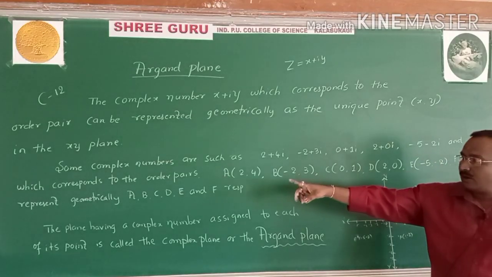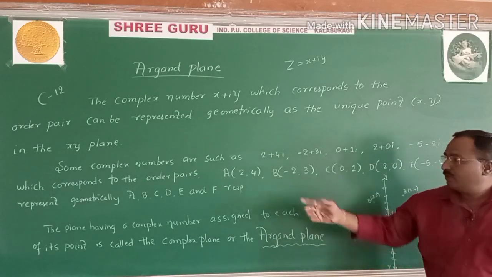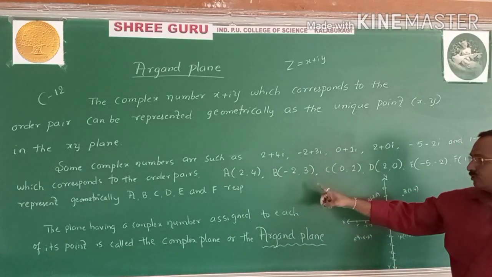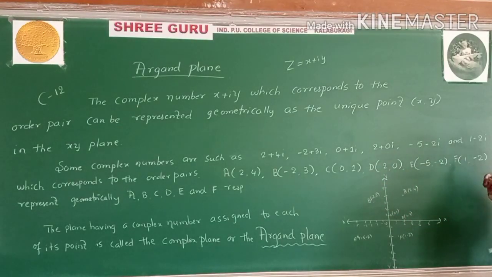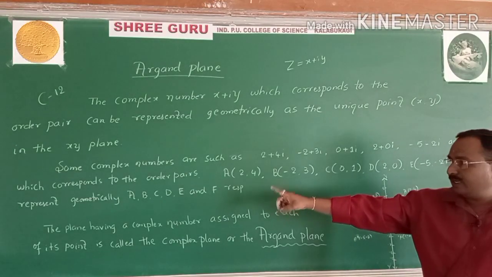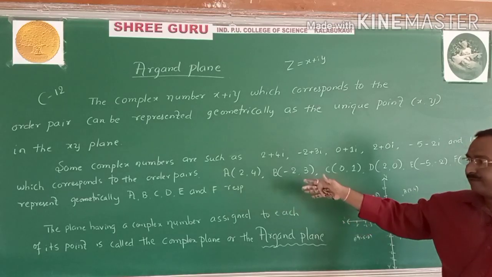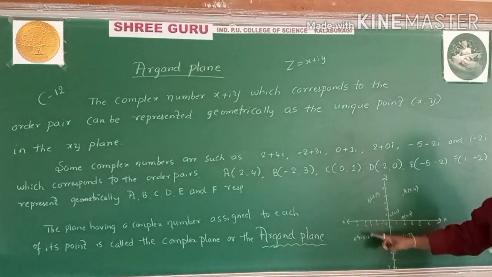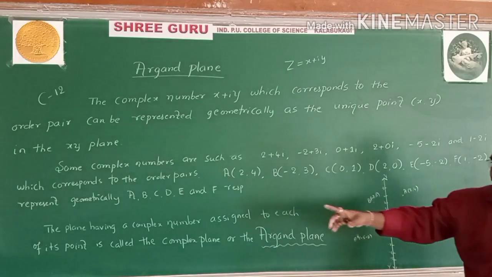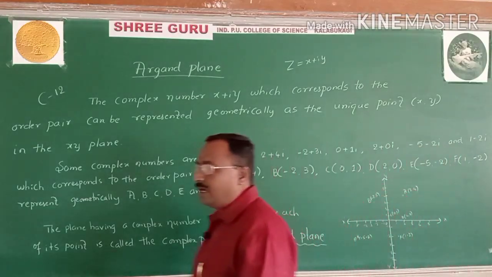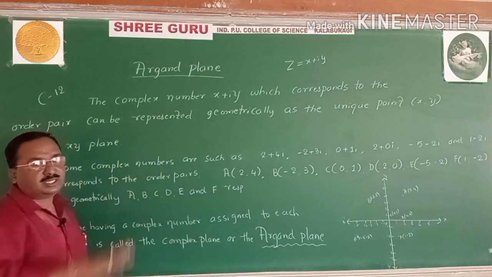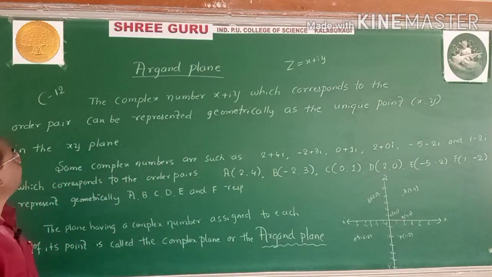Such numbers correspond to the ordered pairs A 2 comma 4, B minus 2 comma 3, C 0 comma 1, D 2 comma 0, E minus 5 comma minus 2, F 1 comma minus 2. Here they represent geometrically A, B, C, D, E and F respectively. Plot the points in a plane. Thus the plane having a complex number assigned to each of its points is called the complex plane or the Argand plane. This is the representation of the Argand plane.